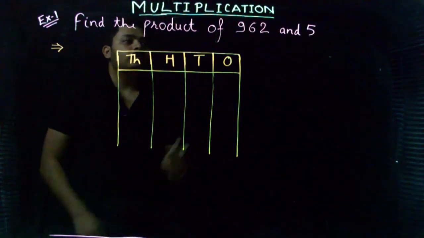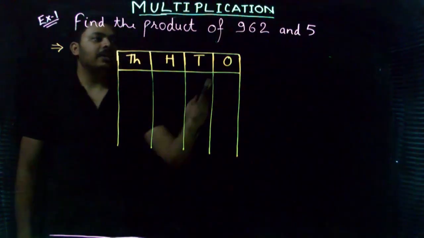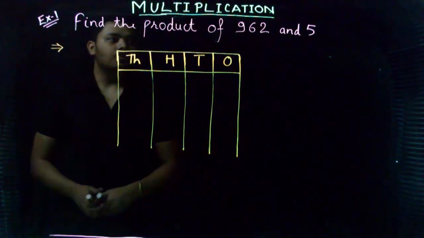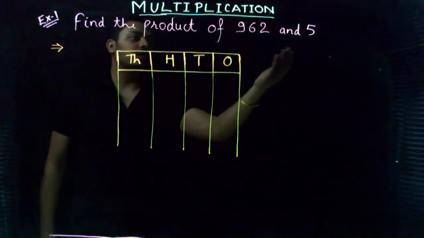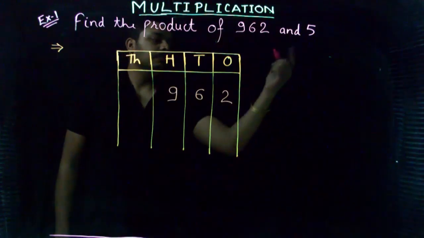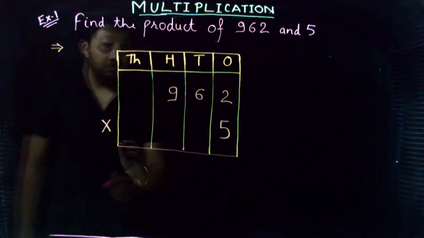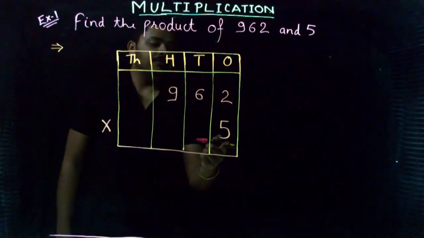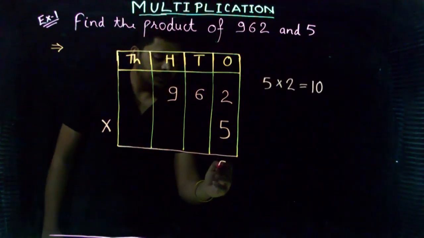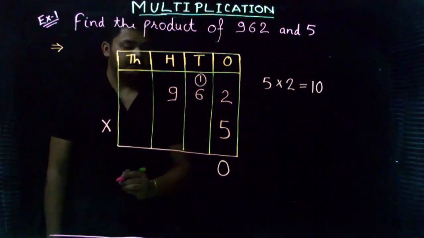So let's take a look at example number 1. Find the product of 962 and 5. So here our multiplicand is 962 and our multiplier is 5. So let's start placing both the numbers according to the place values. First we place our multiplicand, then the multiplier, and the operation we need to perform is multiplication. So multiplying 5 with 2, we get 5 into 2, 10. So we place 0 at the ones place and 1 carries over to the tens place.